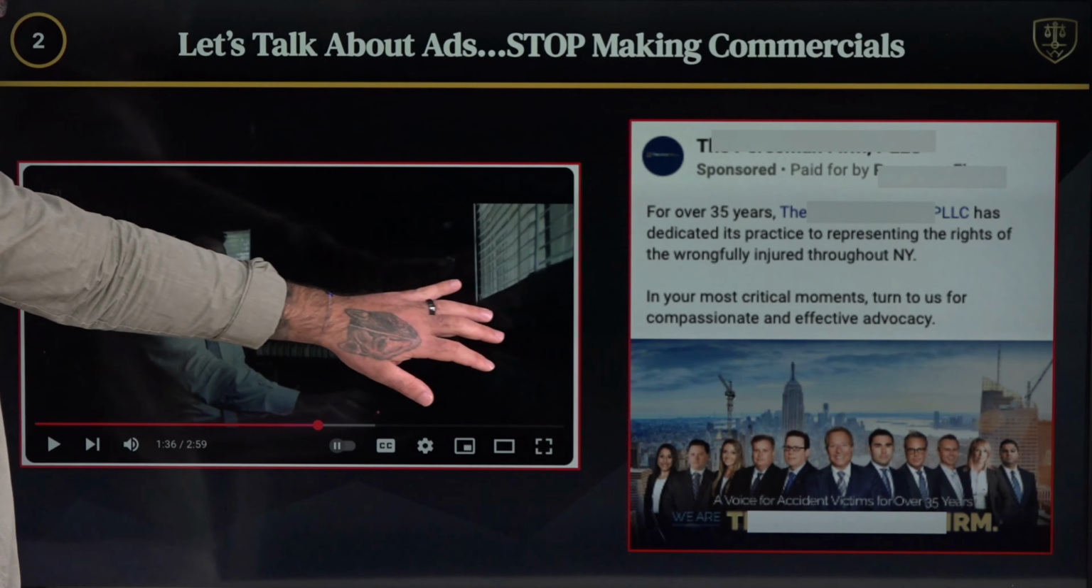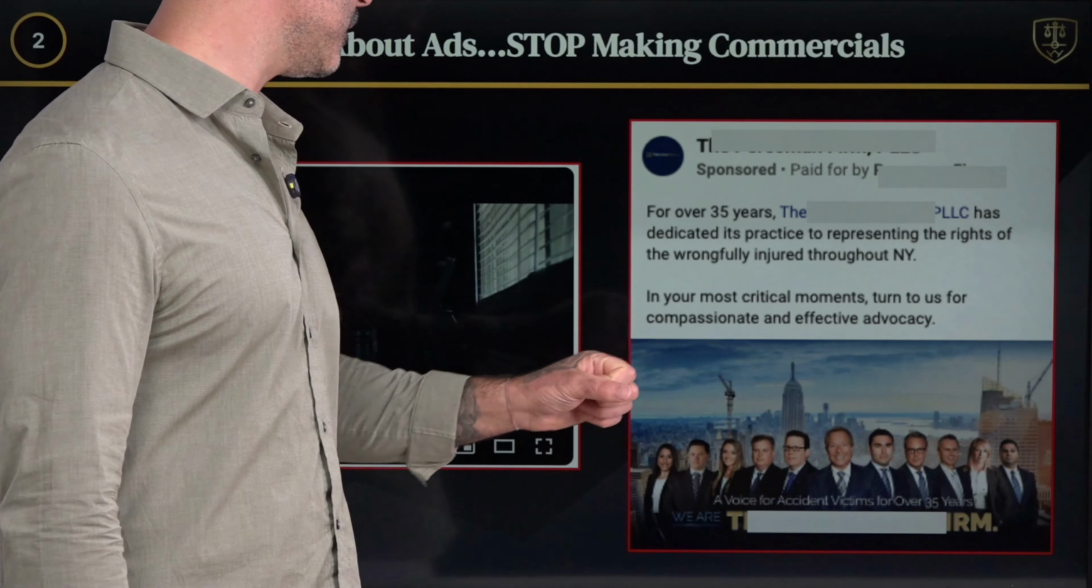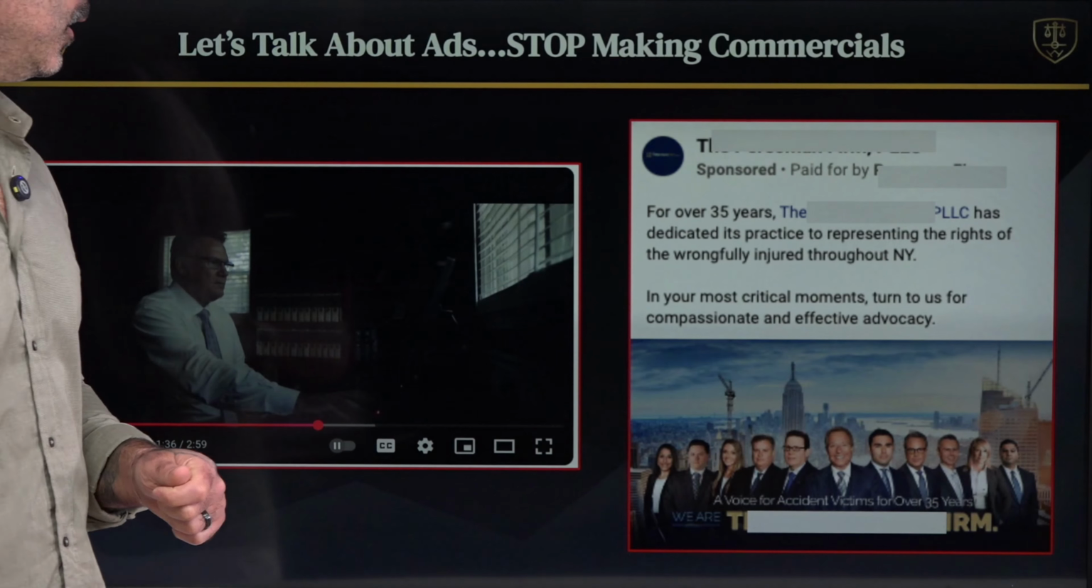Here's an ad. "For over 35 years, our law firm has dedicated its practice to the injured and throughout New York. Turn to us," and then a picture of the lawyers. Like, we don't care. We do not care. When we're scrolling social media, when we're on the phone, when we're on the couch at nighttime, when we're doom scrolling in the middle of the night, we don't want to see that. We want to see stuff that engages us, that entertains us.